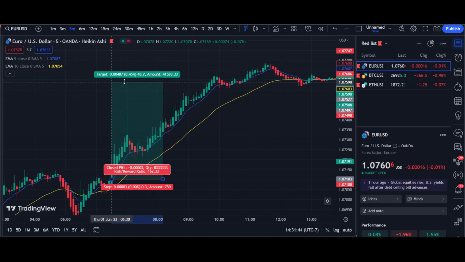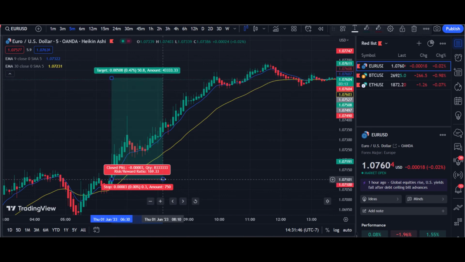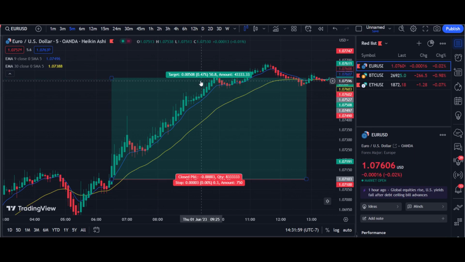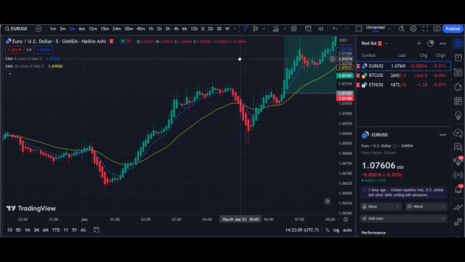So if we would have used that strategy, we would have seen half of our profit get taken, and that's almost 50 pips for a forex trade. So 0.47%. So if you're using 50 to 1 leverage, that's almost a 20% trade. That is insane. Let's look for another one.